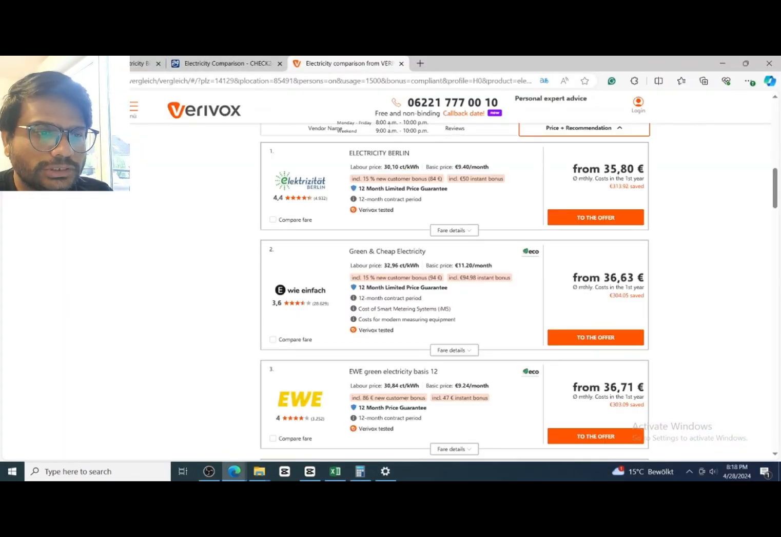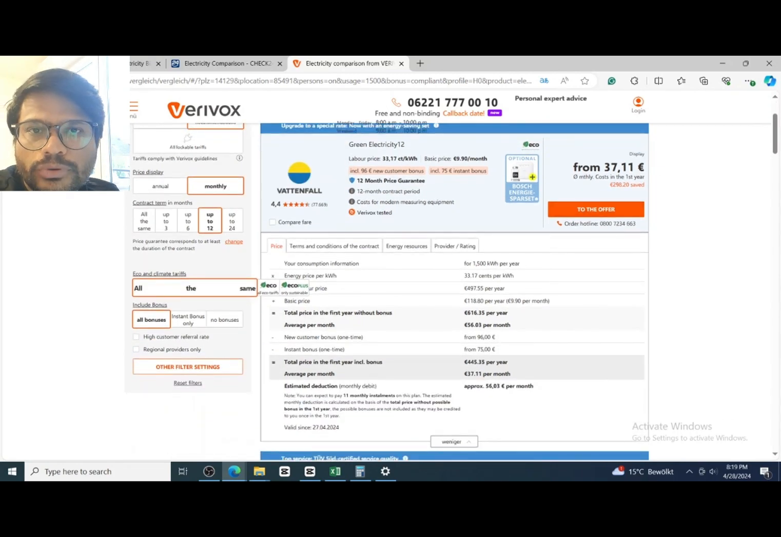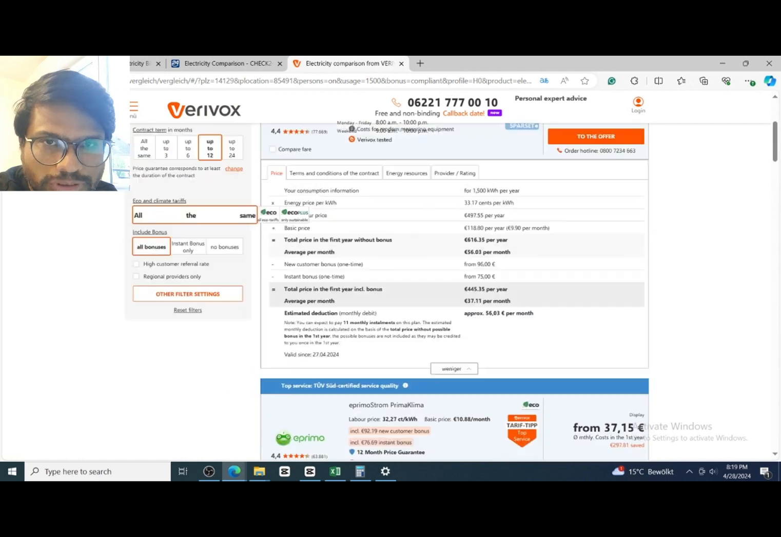So this is the Verifox website. You have to give some data, like your zip code, the city where you live, and your approximate consumption per year. This is an example, and there you will get to know the companies that will give you an offer in that particular city. The vendors vary from city to city.